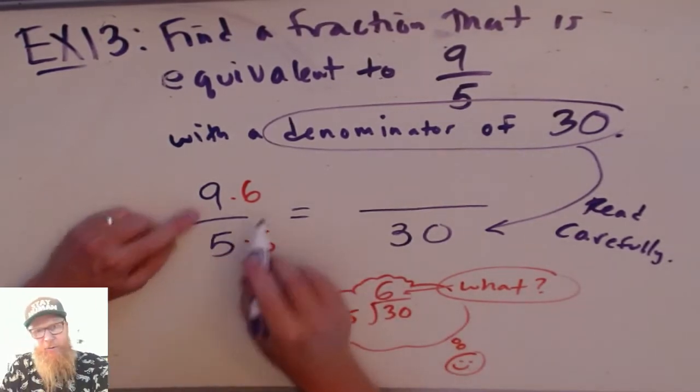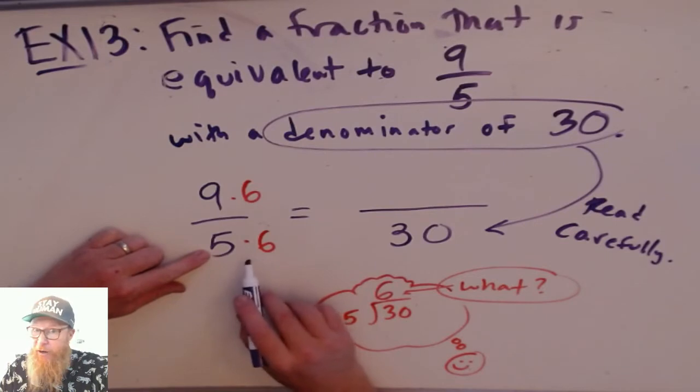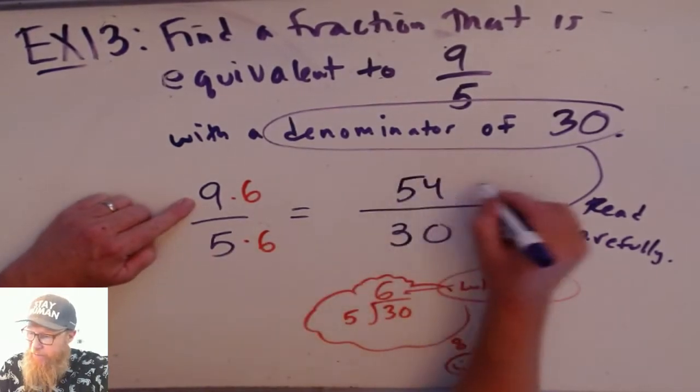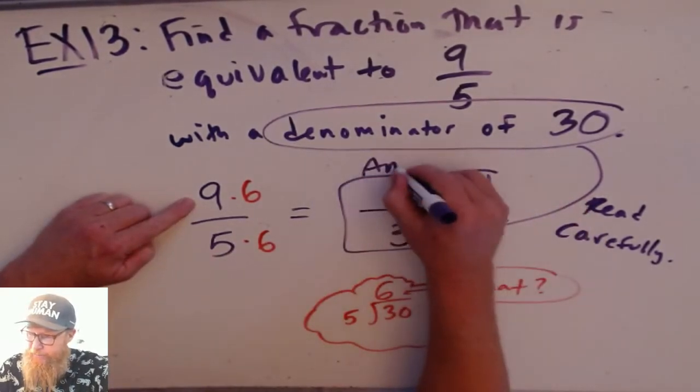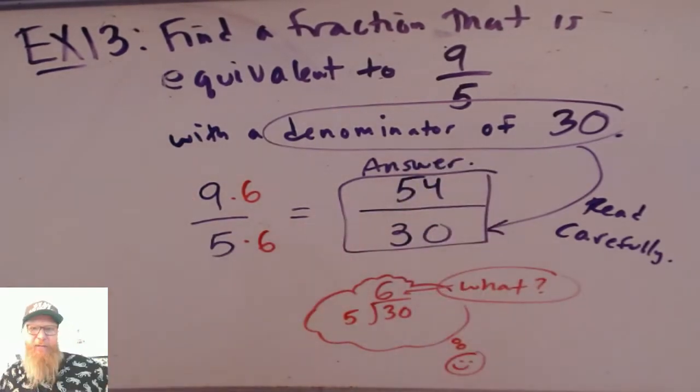So I'm multiplying numerator and denominator. Make sure you do both. And then 9 times 6 is 54. And so that's your answer. This time I'm just going to write the answer once. 54 thirtieths.